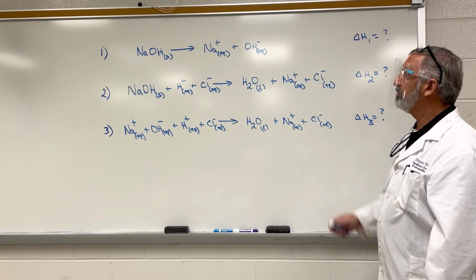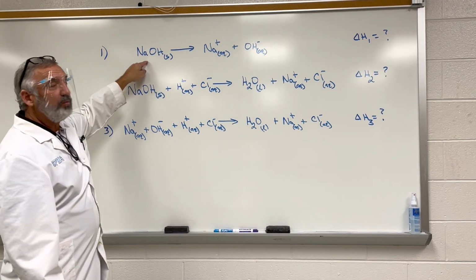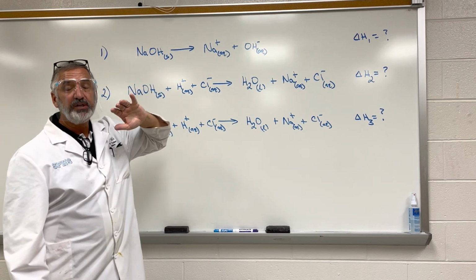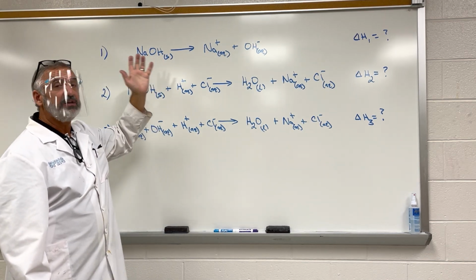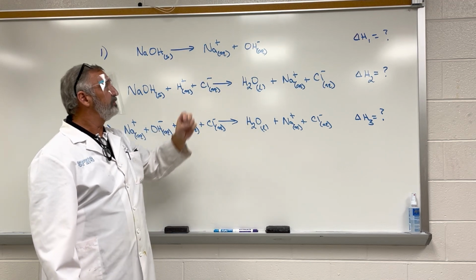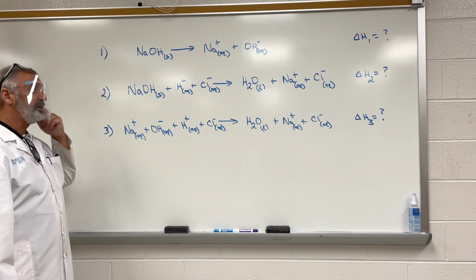So these are the 3 equations. We're going to take some solid sodium hydroxide, just put it into normal water, and the sodium hydroxide is going to dissolve. But we know any ionic compound, when it dissolves, dissolves as ions. So it's going to be aqueous sodium and aqueous hydroxide ion. We're going to measure the heat released when that occurs.